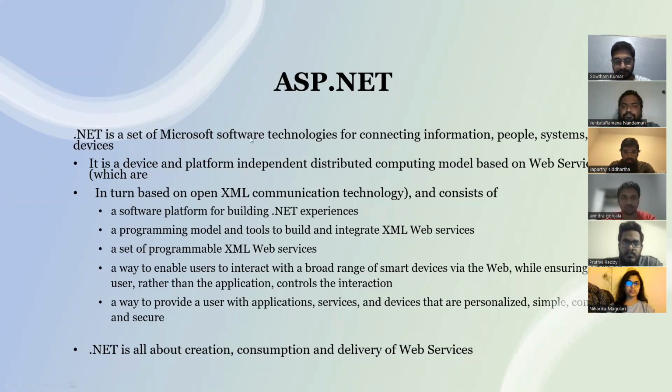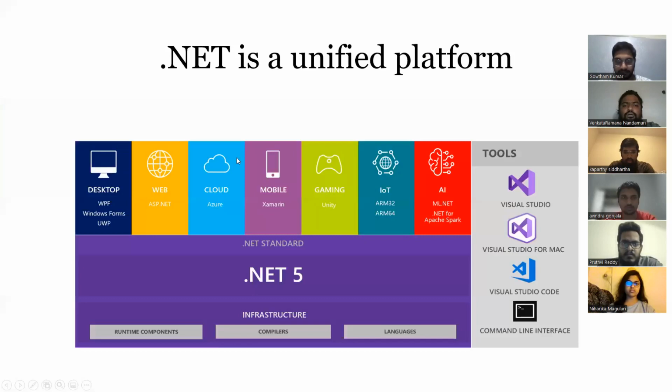Next slide. In .NET, you can create multiple applications for desktop, web, cloud, mobile, gaming, IoT, and AI. For desktop applications, we use WPF and Windows Forms. For the web, we use ASP.NET. For the cloud, we use Azure. For mobile, Xamarin, and for gaming, Unity. These are the different frameworks present in the .NET structure, and it is compatible with all devices like Windows, Mac, and everything.